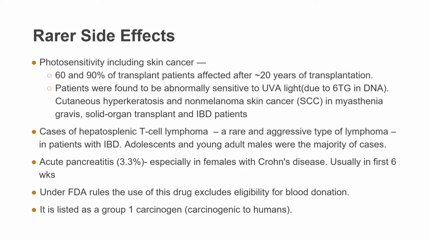Cutaneous hyperkeratosis and non-melanoma skin cancer are seen in myasthenia gravis, solid organ transplant, and IBD patients. There are reports of cases of hepatosplenic T-cell lymphoma, which is a rare and very aggressive type of lymphoma, usually in patients with IBD. Adolescents and young adult males were the majority of cases. Usually, there is no lymphadenopathy in this lymphoma. Patients present with constitutional symptoms, cytopenias, and hepatosplenomegaly, which makes it very difficult to diagnose early.